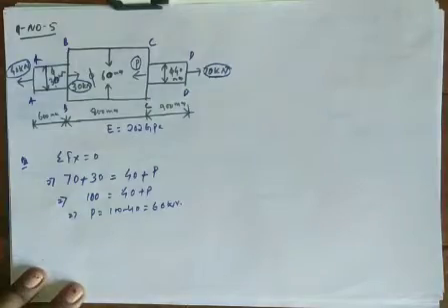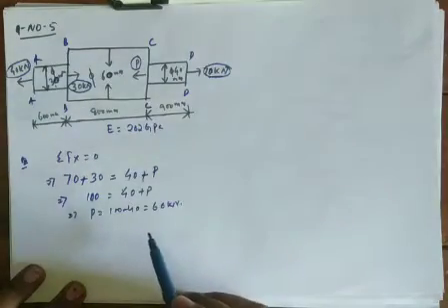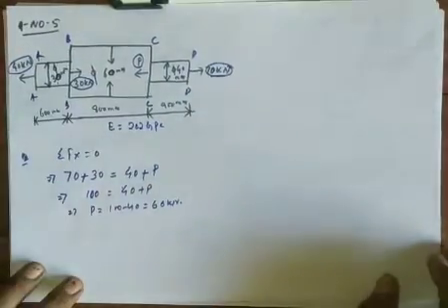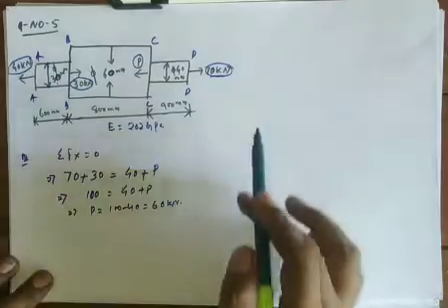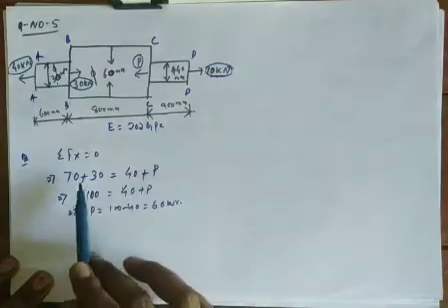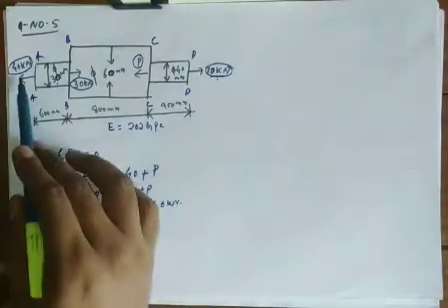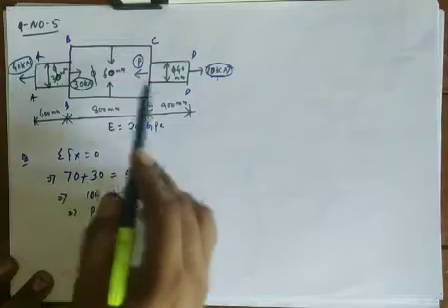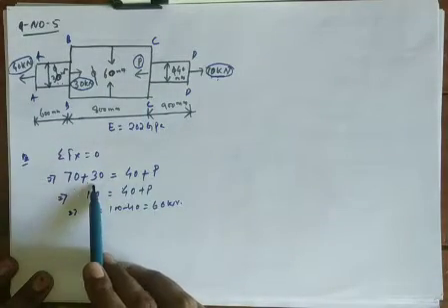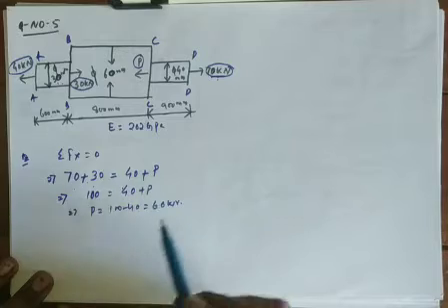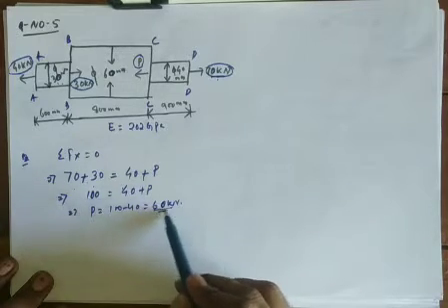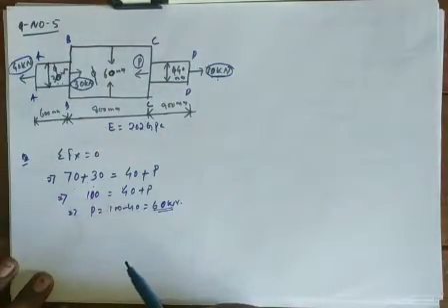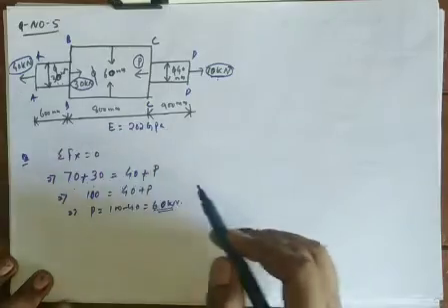Now here P is not given, but as the whole component is in equilibrium condition, the net force acting along the horizontal direction should be 0. That is, Fx equal to 0. Then 70 plus 30 on the right hand side, 40 plus P on the left hand side. So 70 plus 30 is 100, 40 plus P, so P equal to 60 kilonewton. And here the material is given, that is Young's modulus of elasticity 202 gigapascal.